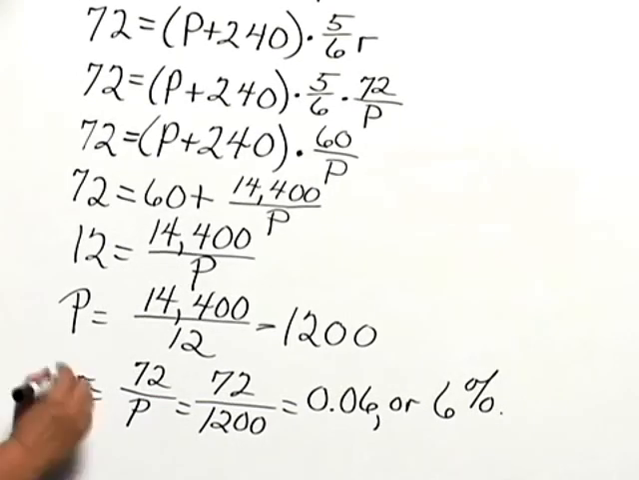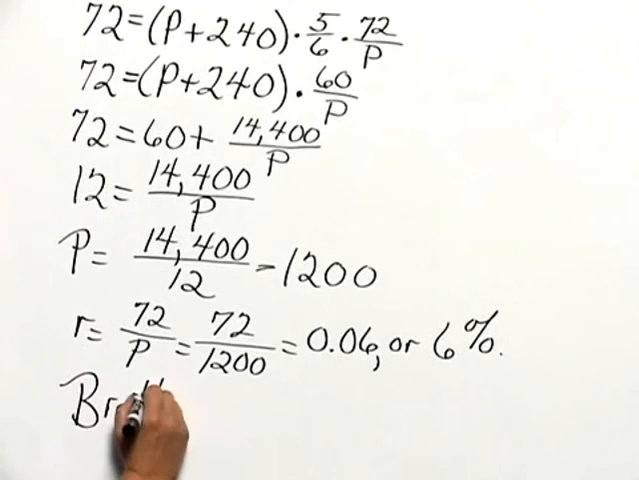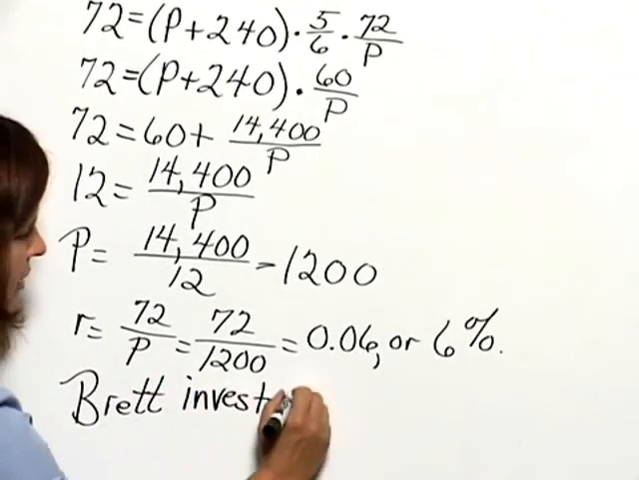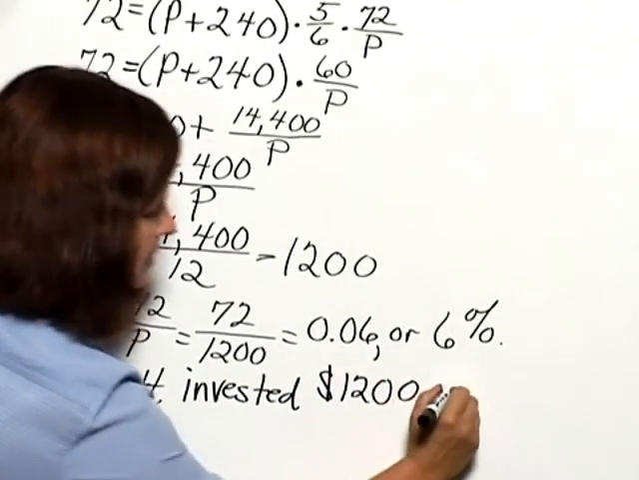We can state then that Brett invested $1,200 at an interest rate of 6%.